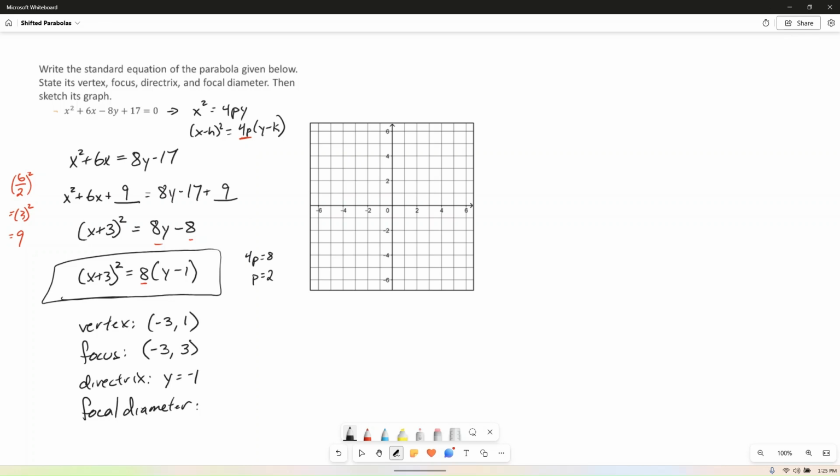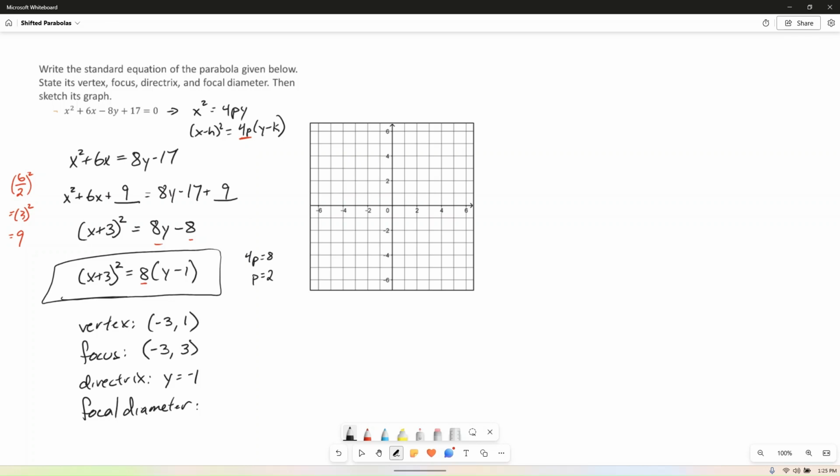And again, the reason I'm adjusting the y values is because I know the parabola has to open vertically. It has to open up because the p-value is positive. So if it's opening up, the focus has to be above the vertex and the directrix has to be below the vertex. Okay, so I don't need to adjust for horizontal movement. It's all vertical. So the focus is 2 units above the vertex. The directrix is 2 units below the vertex.